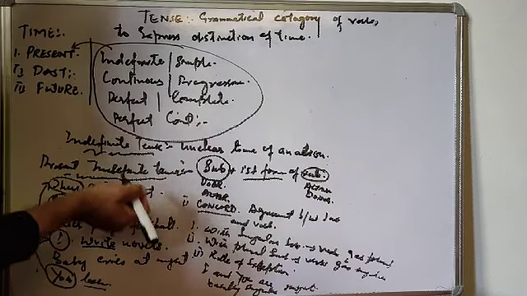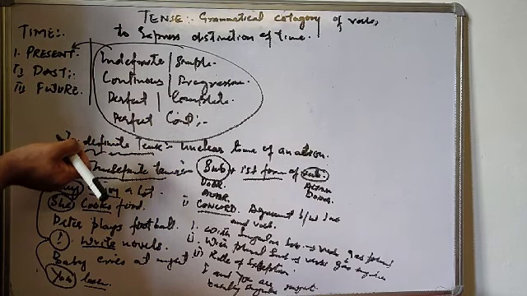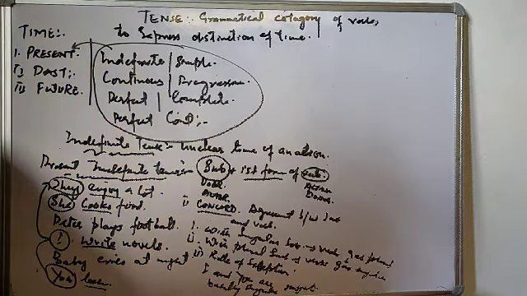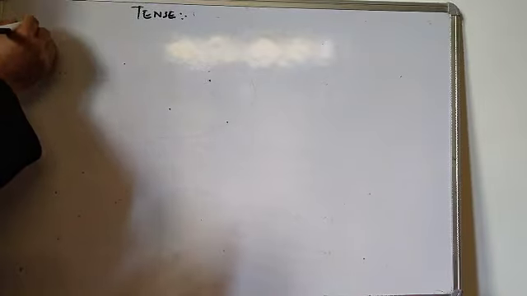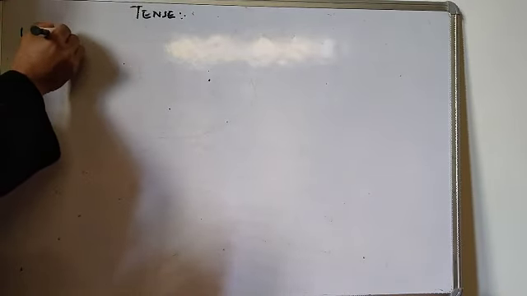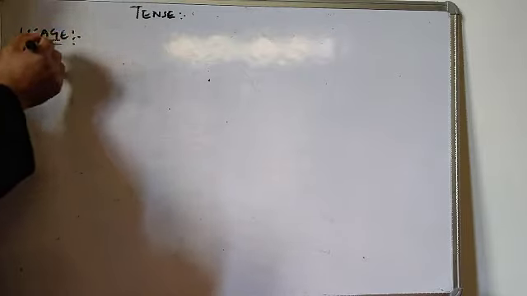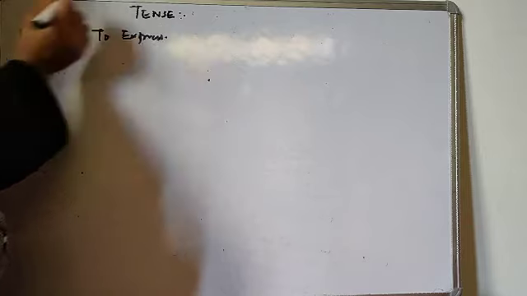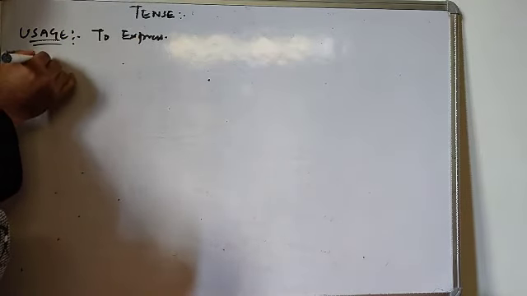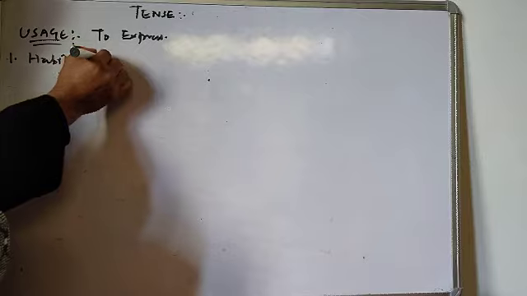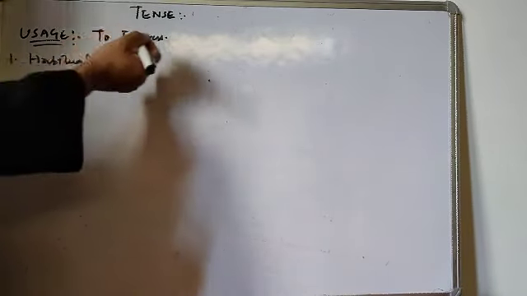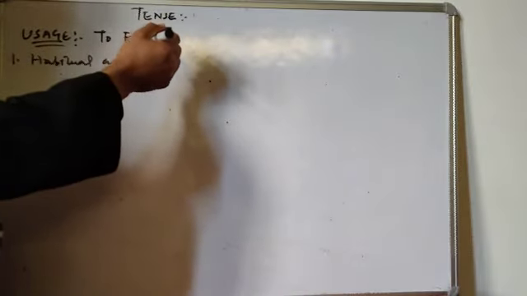Coming to its usage, where we can use present indefinite tense. Number first, it is used to express the following things. Number first is habitual action. Those actions that took place regularly, we call them habitual actions.